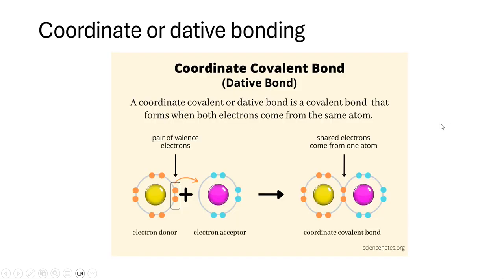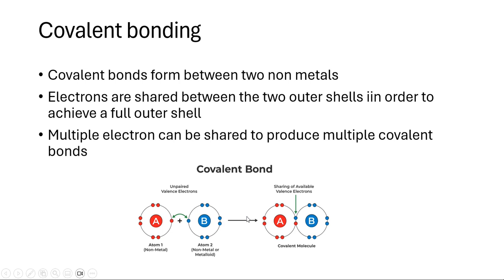Calm. Now you get something else new in A level, called coordinate bonding, or a dative bond. A coordinate or dative bond is a covalent bond that forms when both electrons come from the same atom. So this one is missing two electrons. What happens here is you see this atom, it has eight already. This atom shares two electrons, so all the electrons that were shared came from the same atom, whereas previously one came from A, one came from B.